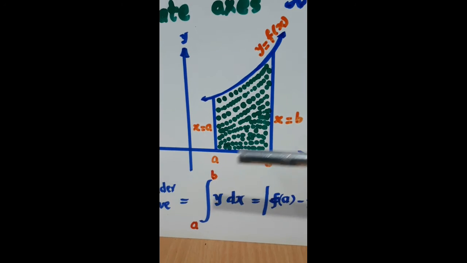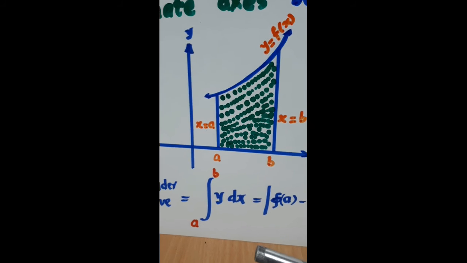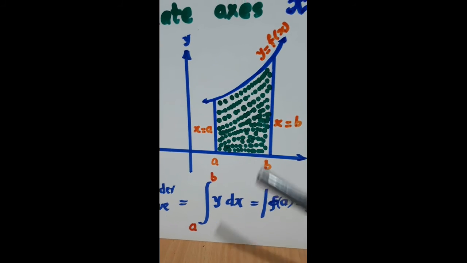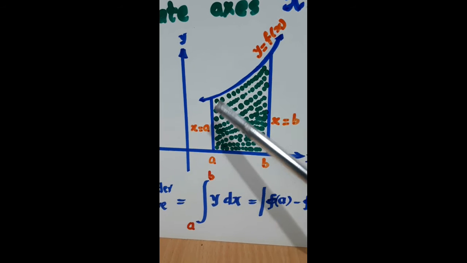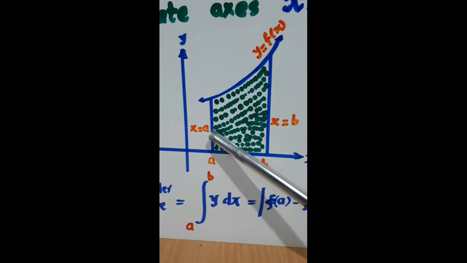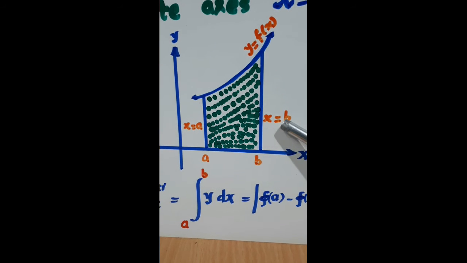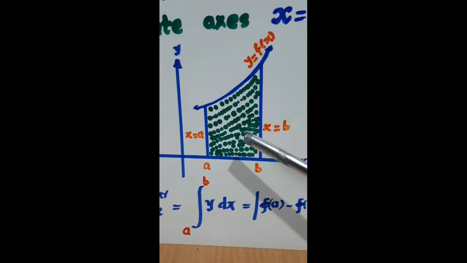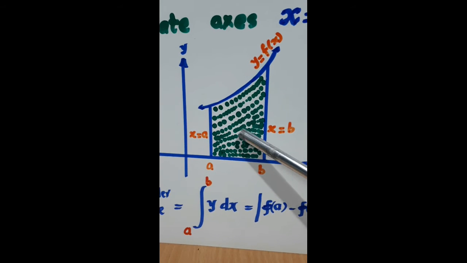So there are four boundaries. Look here, every plot has four boundaries. It is on the east side, west side, north side, south side. Now look here, on this side, this is the curve. On this side, the line x is equal to a is there. On this side, the line x is equal to b is there. Then the x-axis is there. So we have to find the area dotted as green here.